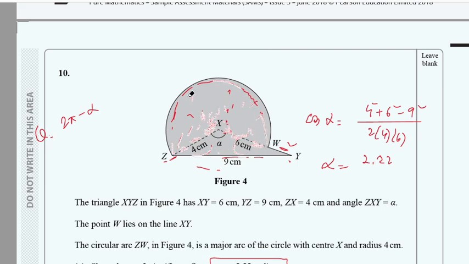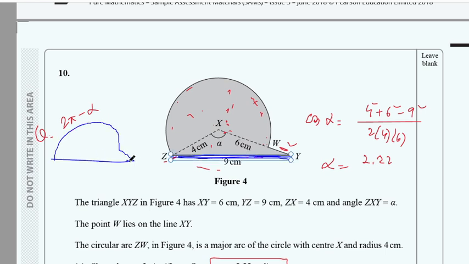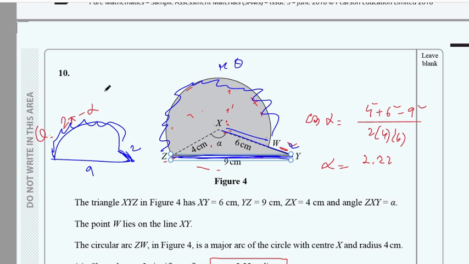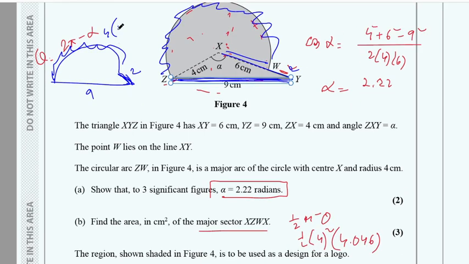Okay, so if we need the perimeter of this shape, this is 9, it's already given. The perimeter is basically the length of the boundaries, right? So this is 9, this is actually 2. 6 minus 4 gives us 2. So this part is the arc length, which is r theta. R is 4 and theta is this one, 4.046. So you just add this arc length plus 2 plus 9, that will give us the perimeter.